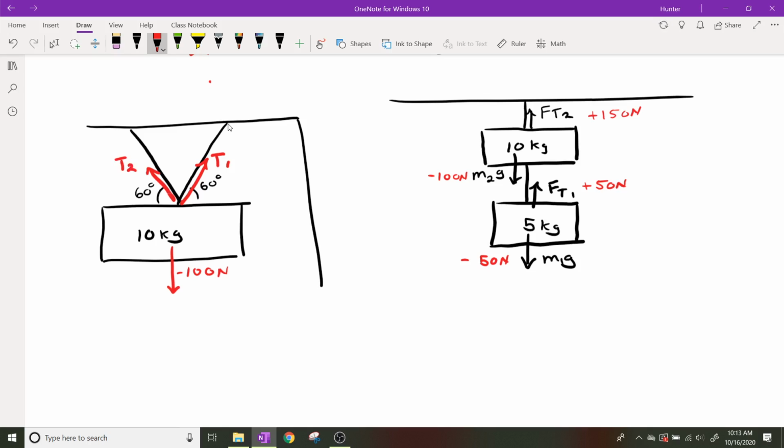Are these two tensions the same? They should be. Can you prove it? We're going to have to use a little bit of brain juice to prove it. But from a logical argument, it would make sense that if the angles are the same, the tension should probably be the same in both.